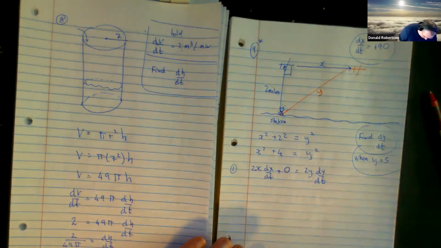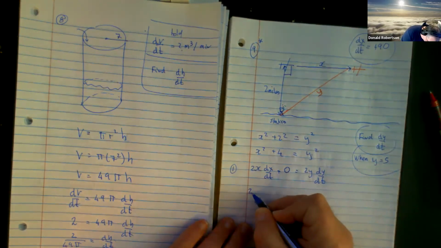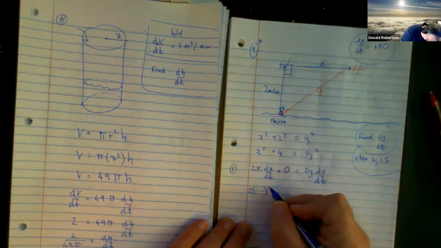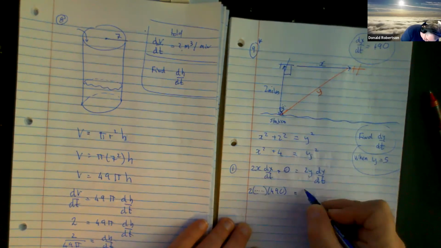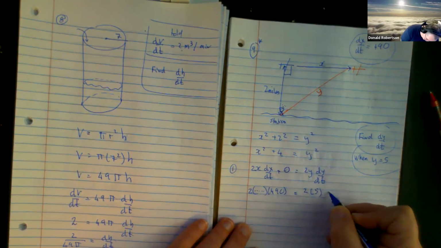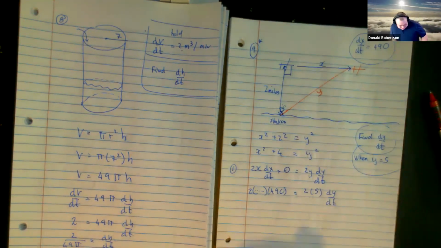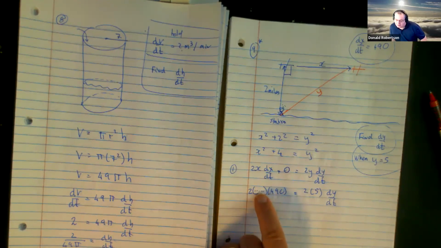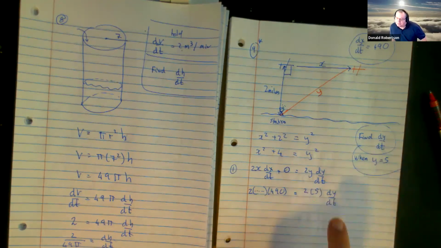At this point, I am going to plug in what we know. Well, I have 2 times, I don't know x, dx by dt, 490. I'm not going to add 0, it doesn't matter. 2 times 5, and I want to find dy by dt. And this has happened before. Remember the square where we didn't know x? Well, we do know it. It's just hidden.